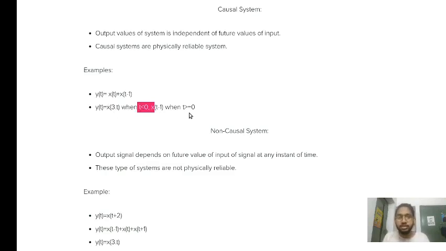Let's see what happens when t is greater than or equal to 0. Let's put t equals 2. So y of 2 equals x of 2 minus 1, so y of 2 equals x of 1. In this case also, the present value of output depends on the past value of input. It is a causal system.